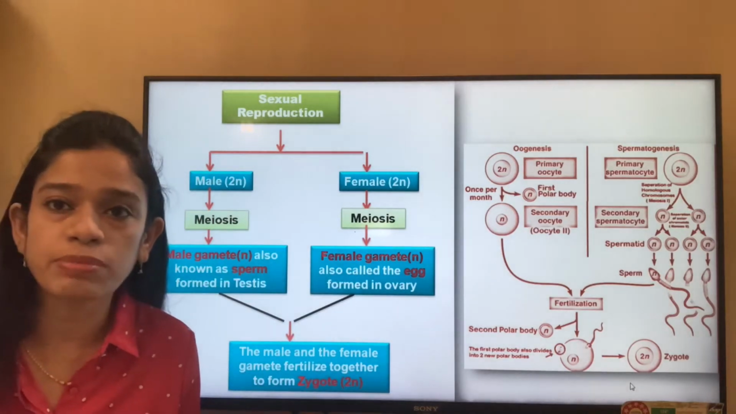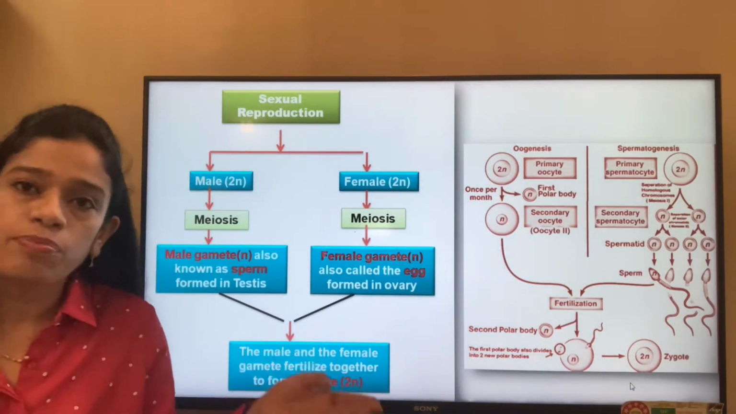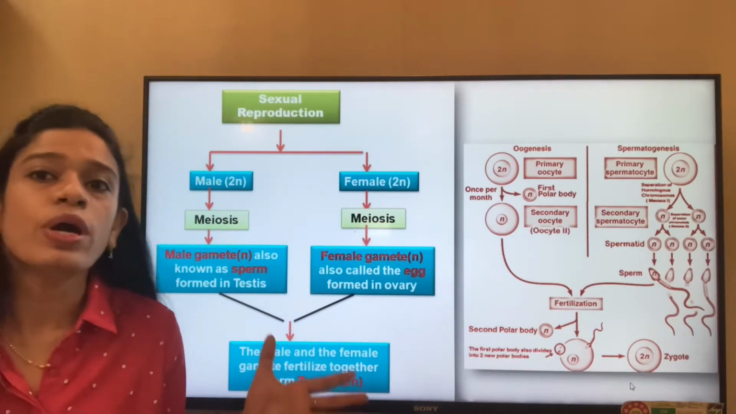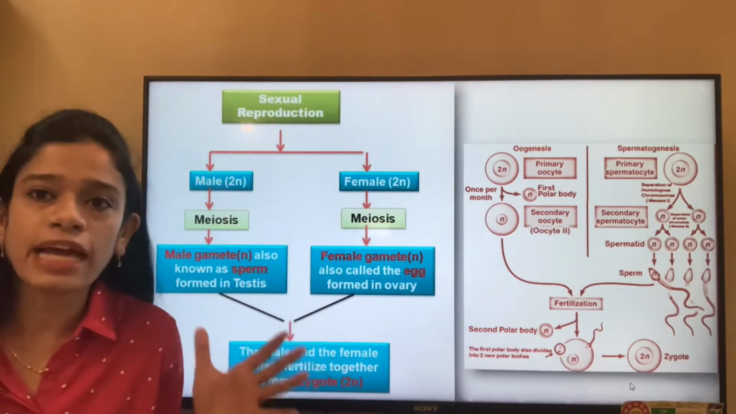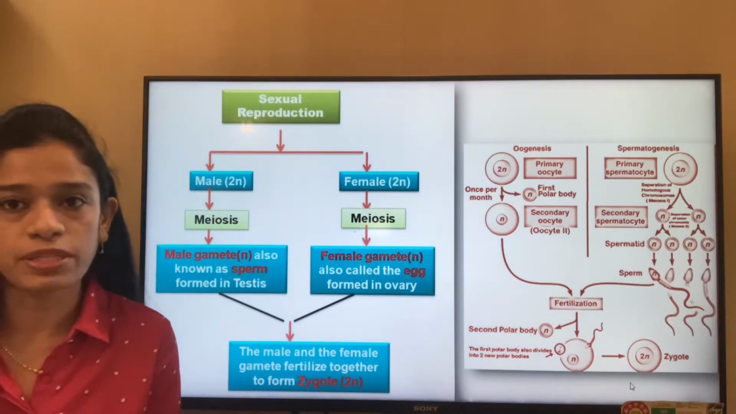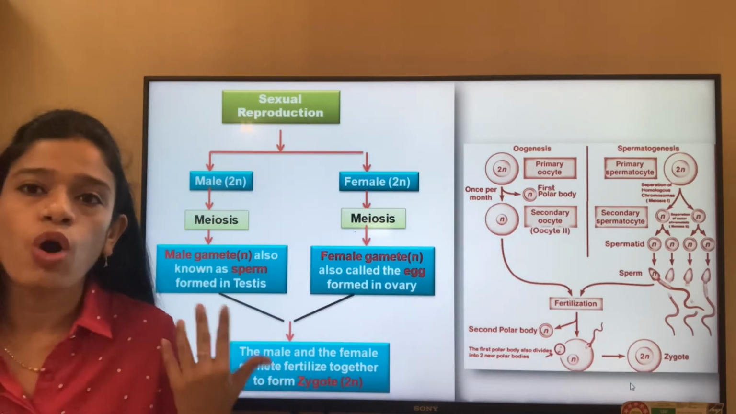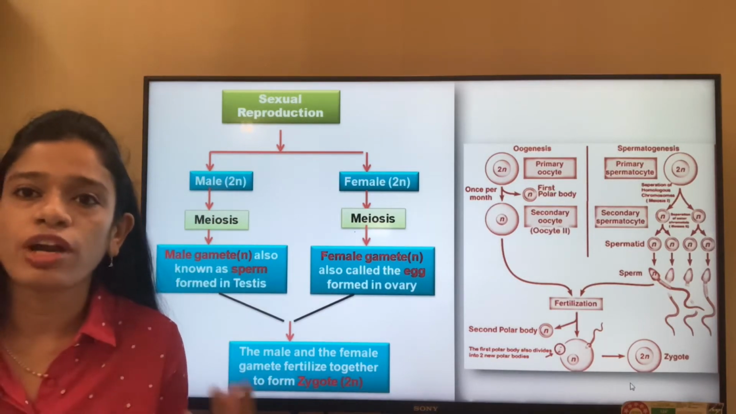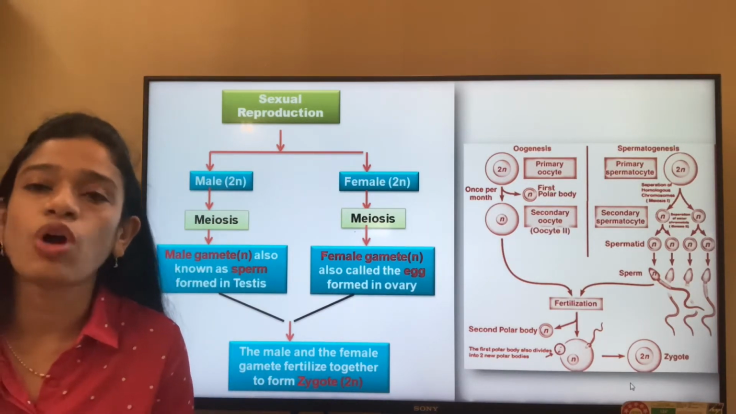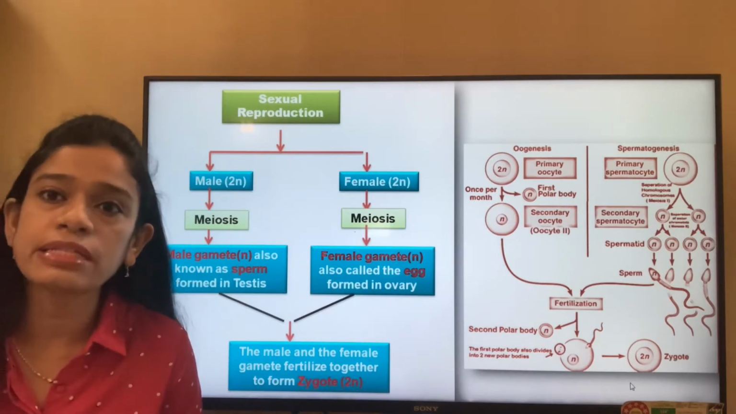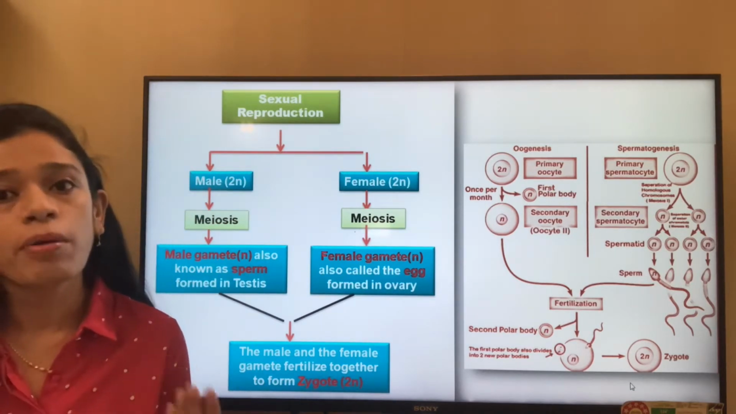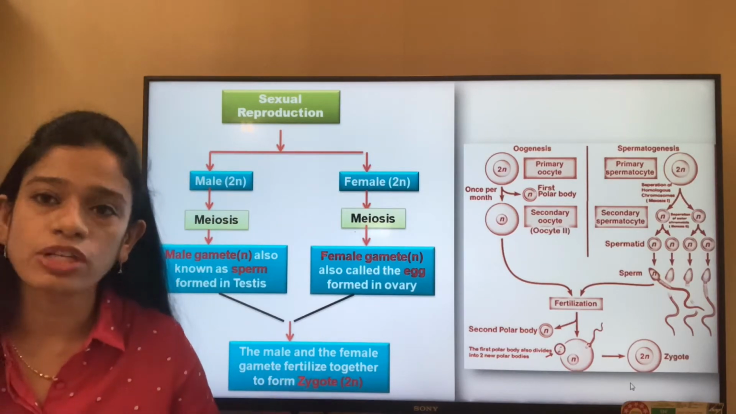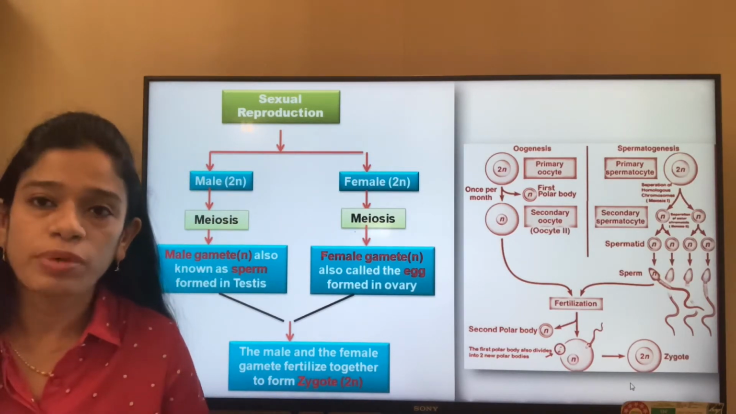How is that possible? This happens due to a special type of cell division. We all know that cell division is of two types. One is the normal cell division, where the cell replicates itself by the process of mitosis. In that process there is no reduction of the chromosome number.